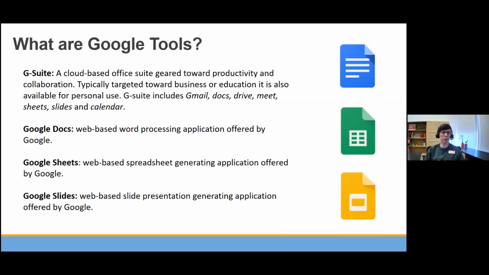So you might hear a couple things also when we talk about Google Tools. G Suite is something that you may have heard before. It is a cloud-based office suite geared towards productivity and collaboration. Again, that's going to include things like Google Docs, Google Sheets, Google Slides, but it also may include a calendar. It will also include Google Drive. So it's kind of like an umbrella term for all of those apps.